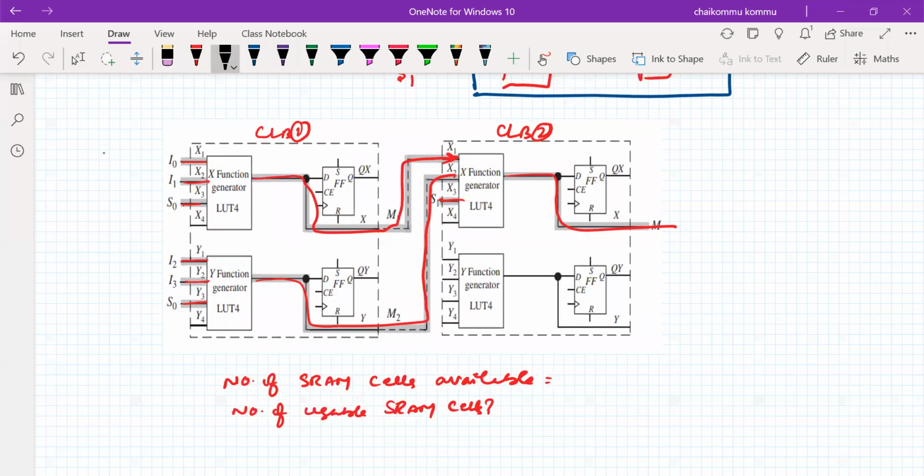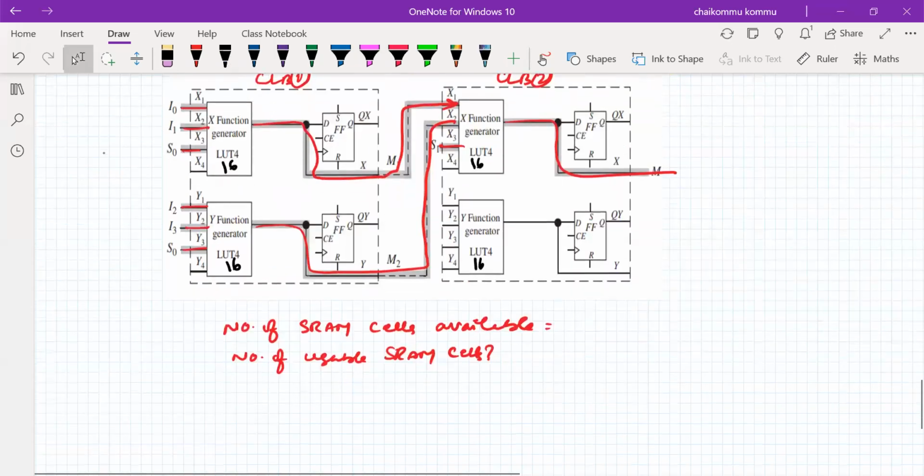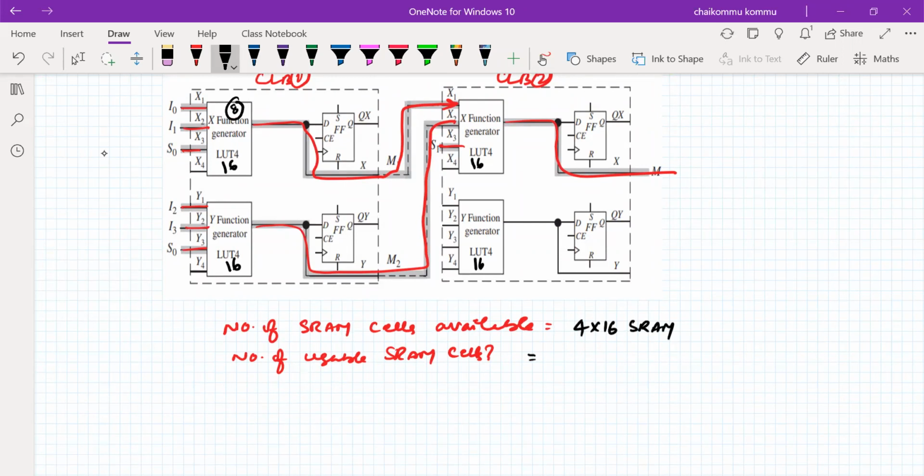As we have seen previously, it has a four-input lookup table. That means 16 possible SRAM cells. This is 16, this is also 16, this is also 16. How many cells are we using here now? 4 into 16 SRAM cells. Out of which how many are usable? Here we are using only 8.